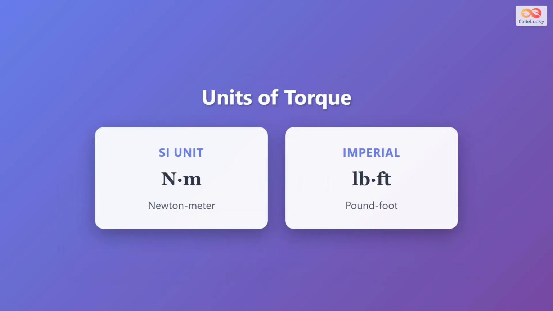Torque is measured in units that combine force and distance. In the SI system, the standard unit is the Newton meter, abbreviated as N·m. This makes sense because torque equals force times distance. In the imperial system, torque is measured in pound-feet, abbreviated as lb·ft. These units reflect the fundamental relationship between force and lever arm distance.